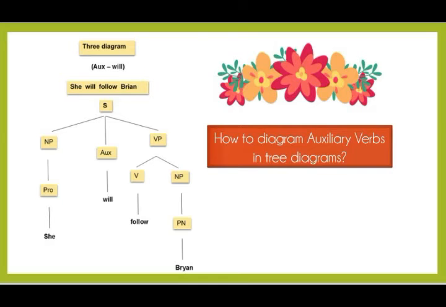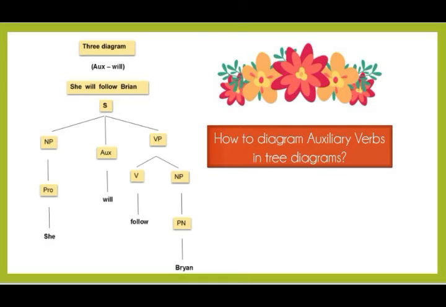Here, we're going to learn how to diagram auxiliary verbs in three diagrams. There is a set of auxiliary verbs known as modal verbs or modal auxiliary verbs. These combine with other verbs to express need, possibility, intention, or ability. The modal auxiliary verbs are must, would, will, should, could.